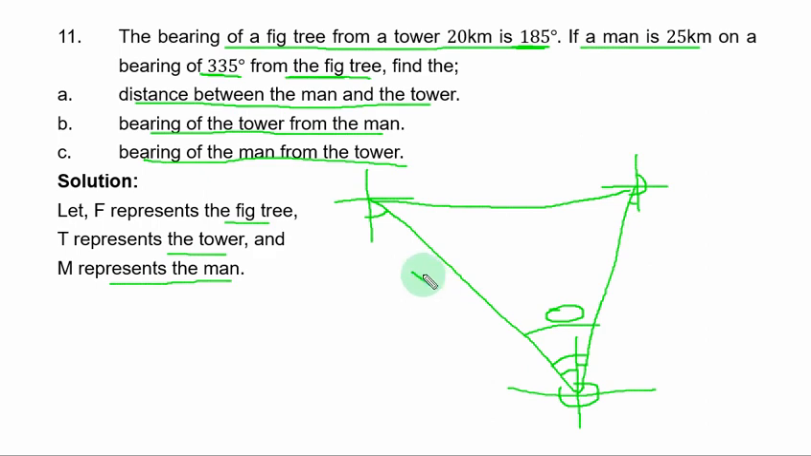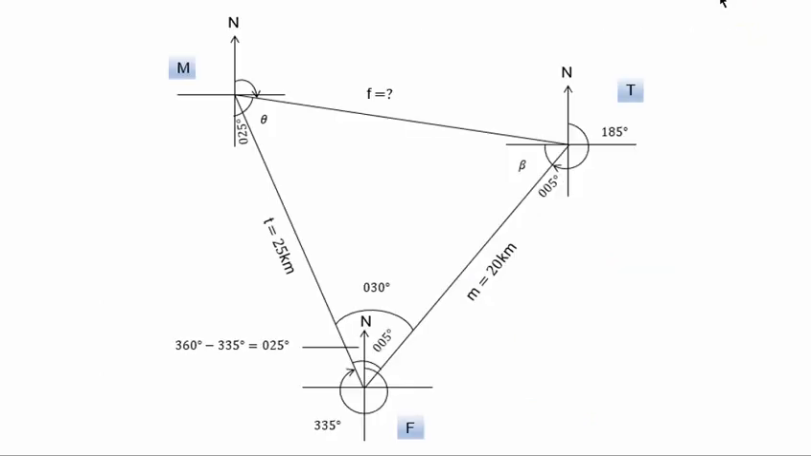In order to find the distance between the man and the tower, this distance, you need this angle, so that you can use either sine rule, cosine rule, or Pythagoras rule. But in this case, you cannot use Pythagoras rule because this angle is not 90 degrees, it is 030 degrees. You have the complete diagram. I've already explained how this angle came into existence.